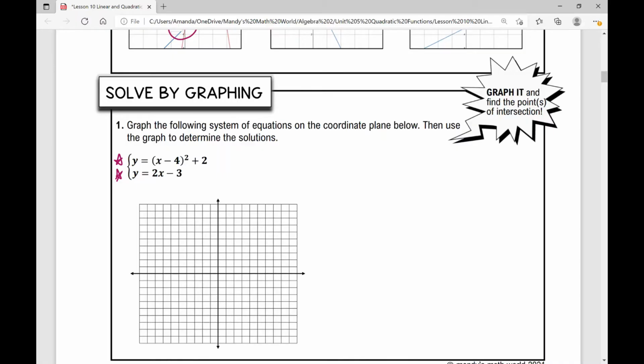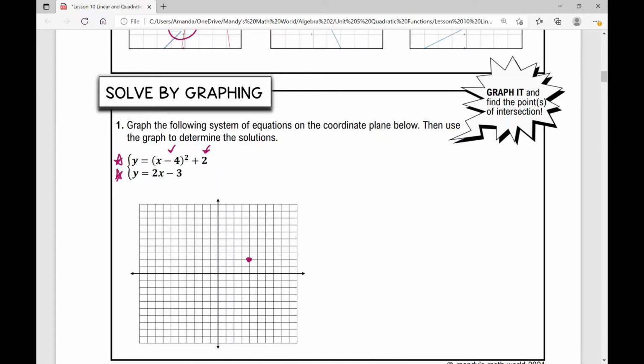The first one I'm going to graph is the quadratic. So y = (x - 4)^2 + 2, I know using quadratic transformations that my vertex is going to move right 4 and up 2. So starting from my origin, I'm going to go right 4 units, up 2 units, and that's my vertex of my parabola.